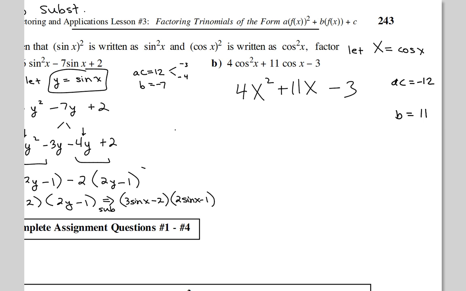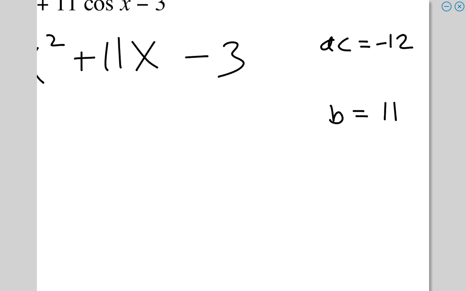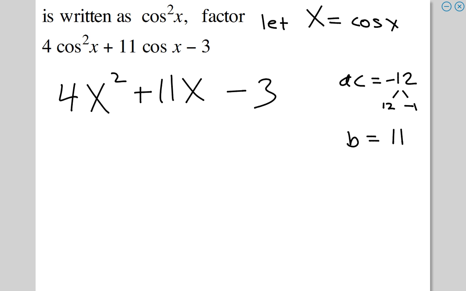4 times 3? So what happens when the AC value and the B value differ by 1? Yeah, it's the trivial factor, so 12 times 1. Which one's negative? -1. So you get a positive 11. You guys okay with that? Okay, so 4x squared plus 12x minus x minus 3.